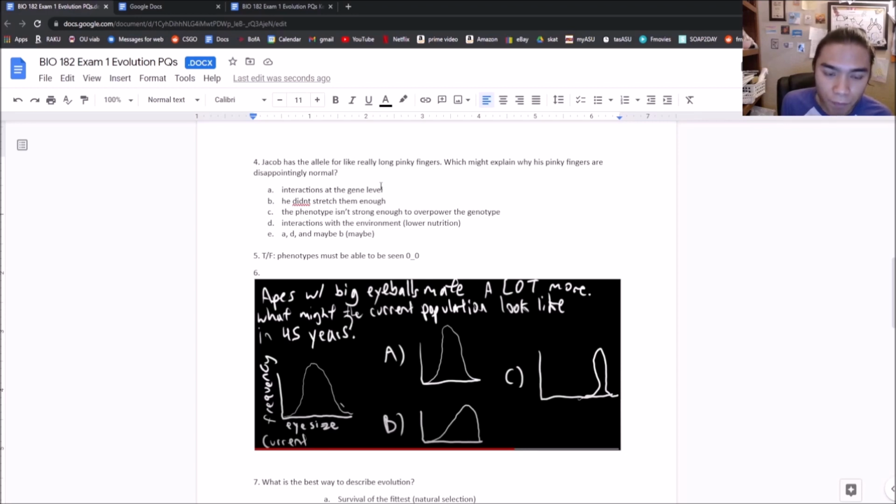Interactions at the gene level. He didn't stretch them enough. The phenotype isn't strong enough to overpower the genotype. Interactions with the environment, lower nutrition. And it looks like the answer is A, D, and B, maybe.